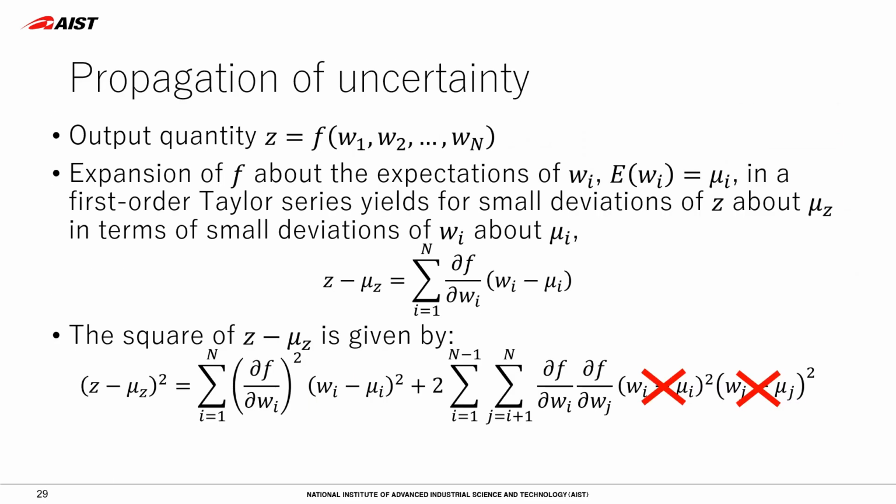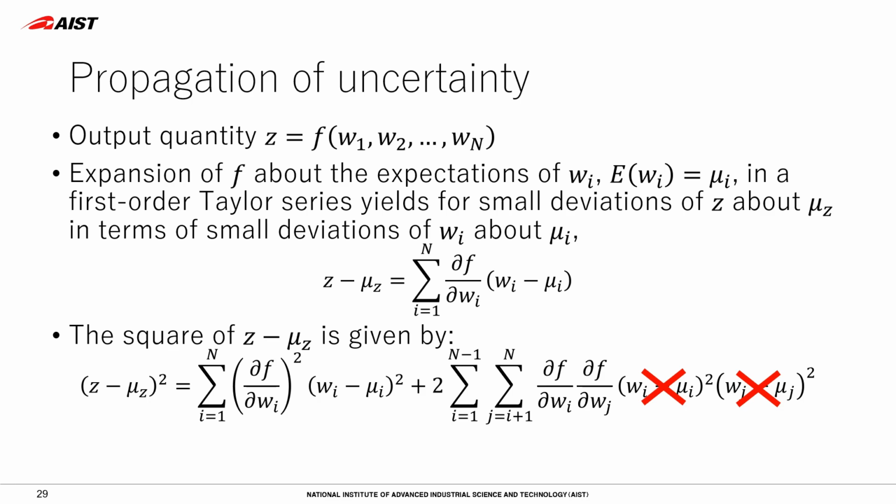As seen in the last slide, the mathematical expression of the measurement model can be expressed as a function of additional inputs. Let's assume that the measurement model can be expressed like this. W1, W2 to N are the inputs that affect Z. Note that these inputs should be independent of each other. Expanding F around the expectations of W in the first order Taylor series yields the second equation. Please be sure that the deviation from the expectation mu should be small.